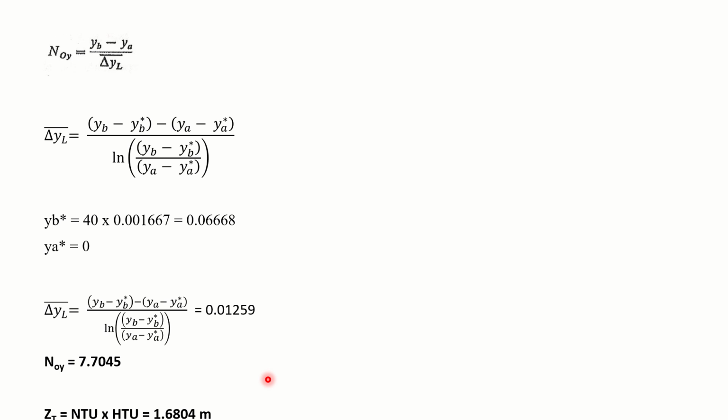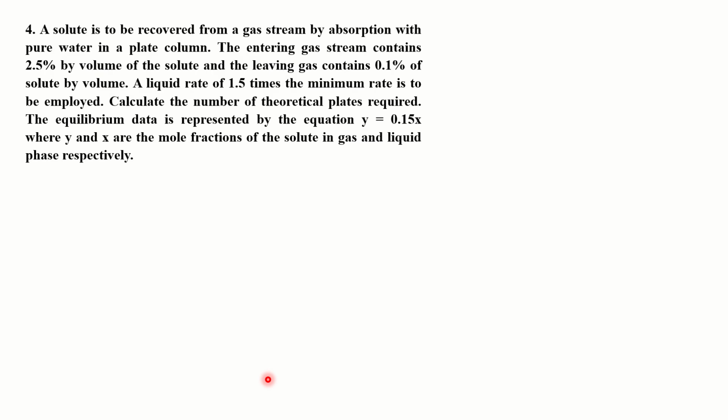Okay, we'll move on to the next problem. A solute is to be recovered from a gas stream by absorption with pure water in a plate column. The entering gas stream contains 2.5% by volume of the solute, and the leaving gas contains 0.1% of solute by volume. A liquid rate of 1.5 times the minimum rate is to be employed. Calculate the number of theoretical plates required. The equilibrium data is represented by the equation y is equal to 0.15x, where y and x are the mole fraction of the solute in gas and liquid phase respectively.